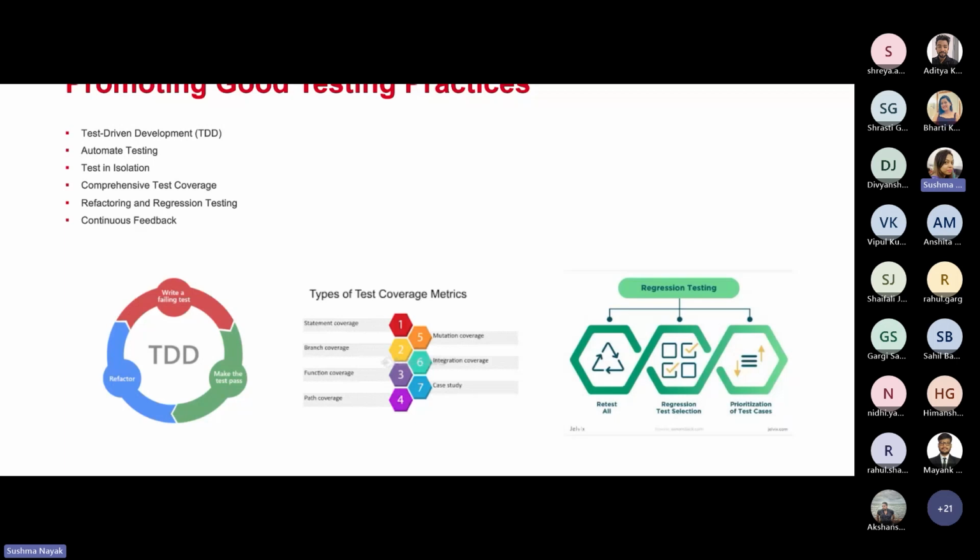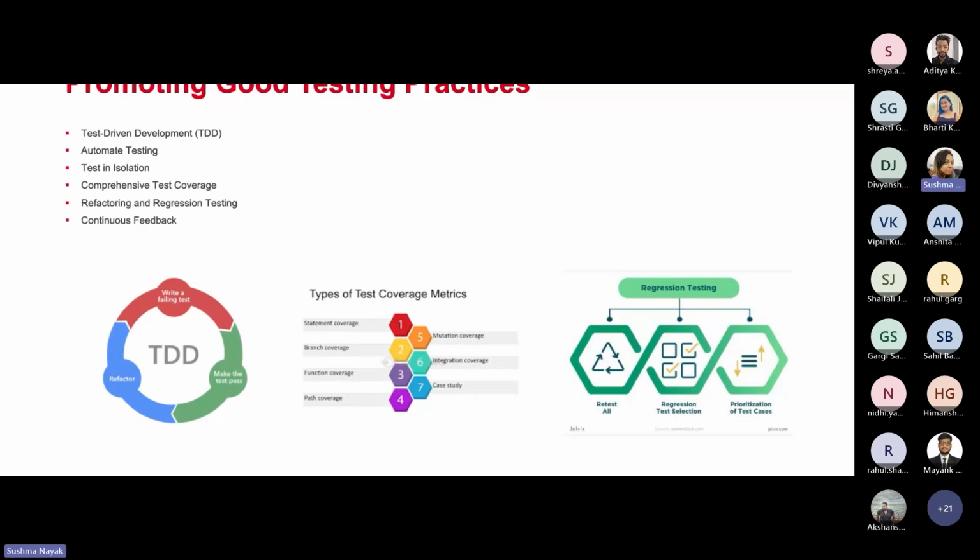Then we have comprehensive test coverage. We should aim for comprehensive test coverage across different levels of testing, like unit testing, integration testing, and end-to-end testing. And then refactoring and regression testing: regularly refactor code to improve design, readability and maintainability, already discussed. And then we have continuous feedback. We should incorporate feedback from testing into the development process to improve the quality of the software.